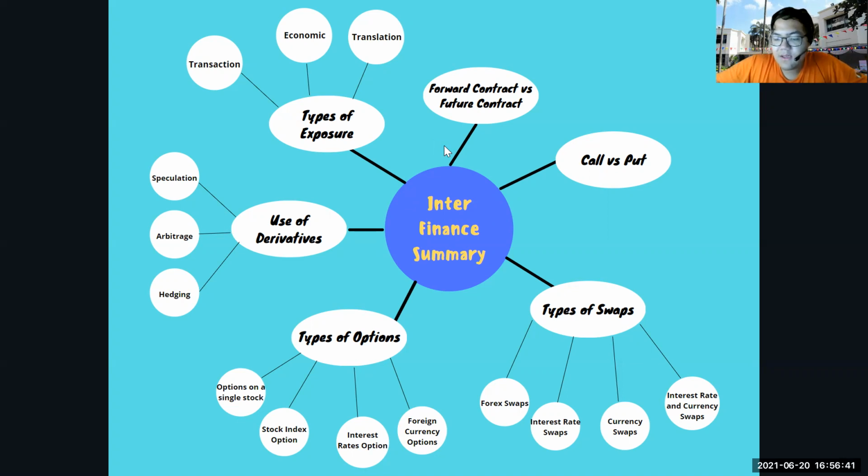this can help producers and users of agricultural products hedge against a change in the price of an underlying asset or commodity. Now that's the forward contract. Whereas on the other hand, the future contract has standardized terms and is traded on an exchange where prices are settled on a daily basis until the end of the contract.